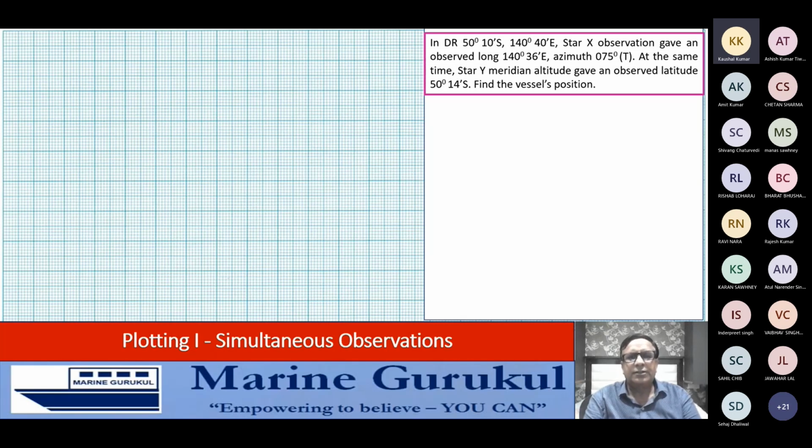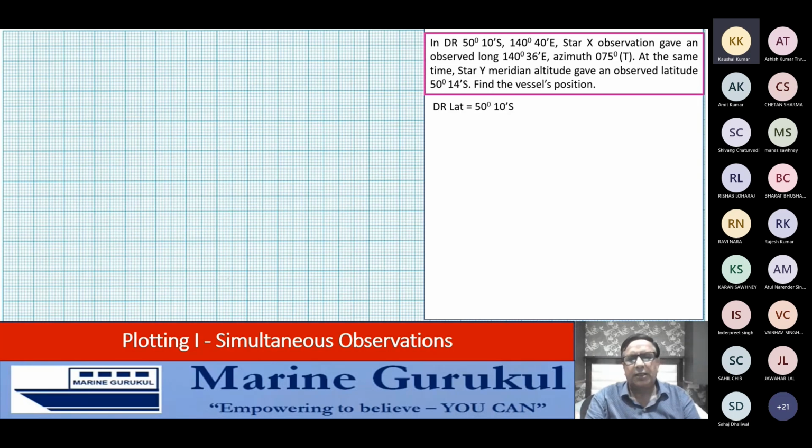Direction of the PL perpendicular to azimuth. As far as star Y is concerned, it's a meridian altitude observation. So the PL shall be drawn through observed lat and DR long, perpendicular to azimuth, but in this case of meridian altitude, the PL shall be specifically east-west, and hence it will coincide with the parallel of latitude of the observed lat. Now, having identified the processes deployed for solving the sights, we proceed ahead with the plotting.